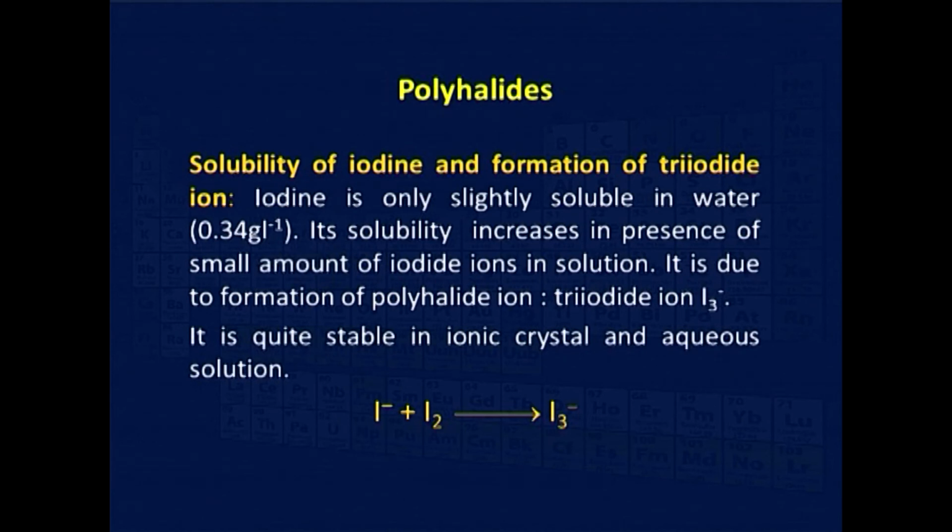Suppose you have taken a potassium iodide solution, then the solubility is increased, and this has been explained as appearing due to the formation of a polyhalide ion, particularly the triiodide ion. It is quite stable in ionic crystals and also in aqueous solution. So, this is how the triiodide ion is formed in a solution of potassium iodide.